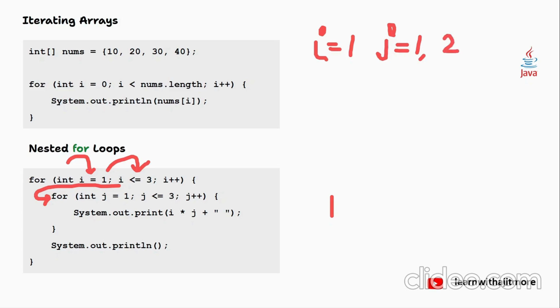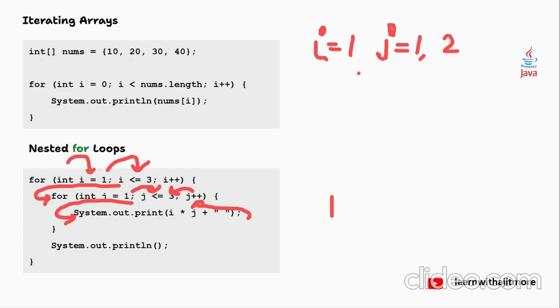j will become 2. Is 2 less than or equal to 3? It has come inside to this step. After this, it will come here. True, therefore SOP. And after SOP, it will come to j plus plus, guys. And j becomes 2. And again, it will check the condition. Is 2 less than or equal to 3? Yes. Come inside to SOP.